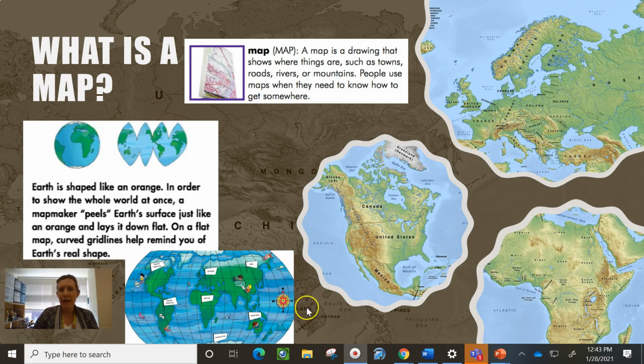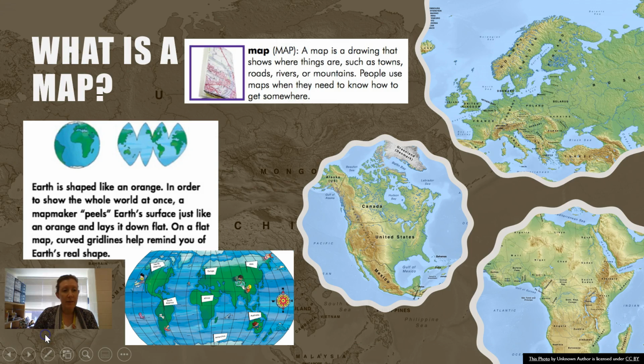Well, a map is a drawing that shows where things are, such as towns, roads, rivers, or mountains. People use maps when they need to know how to get somewhere, and for lots of other reasons. Earth is shaped like an orange, right? Like that ball, the sphere.